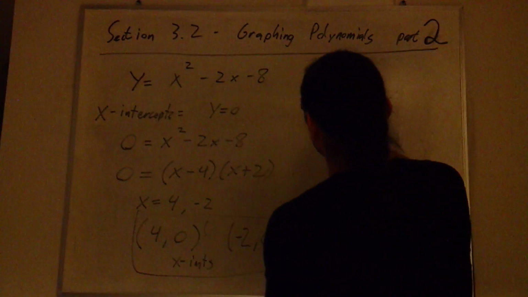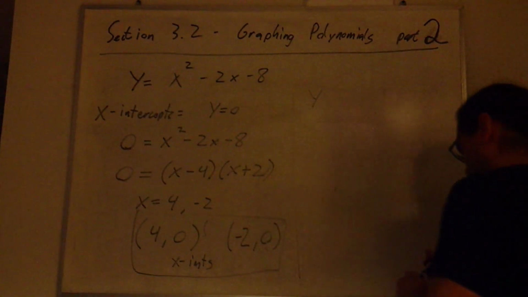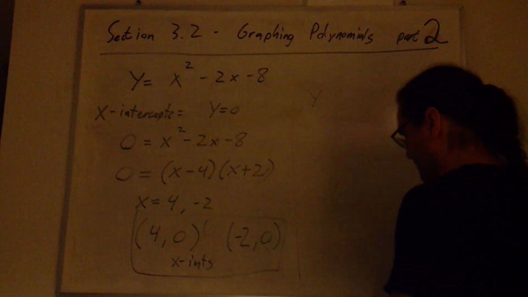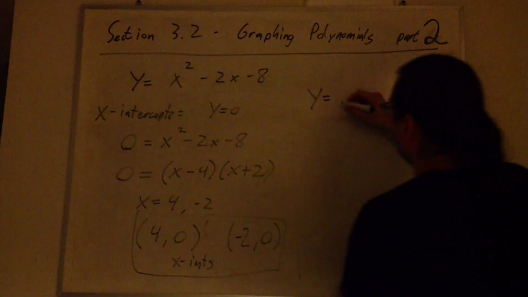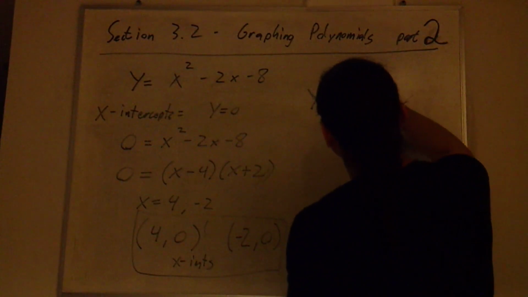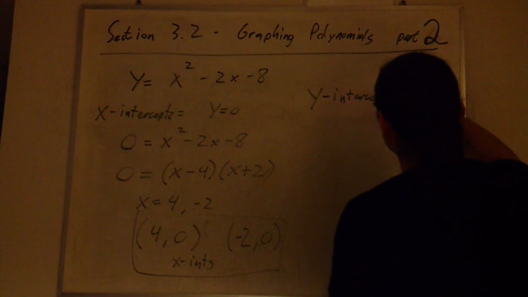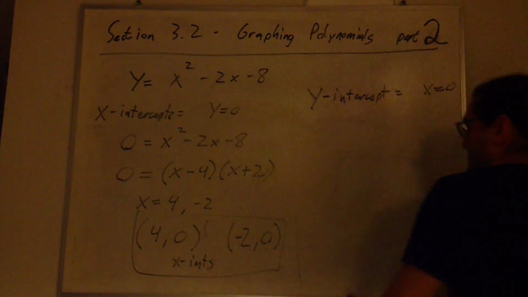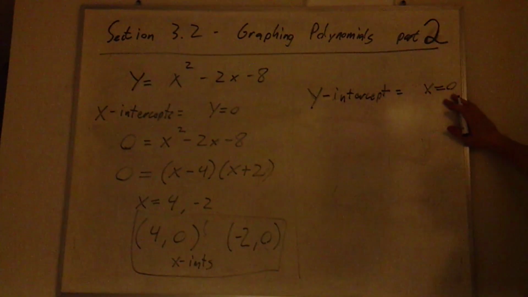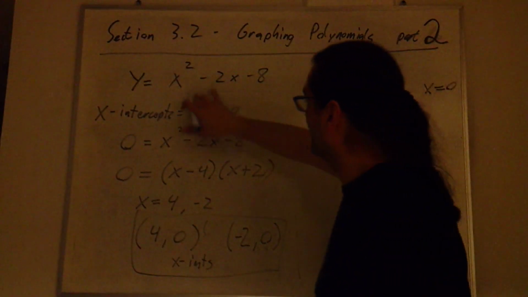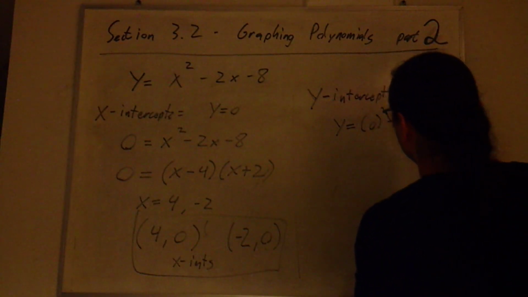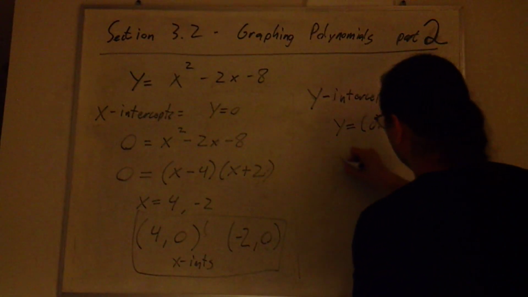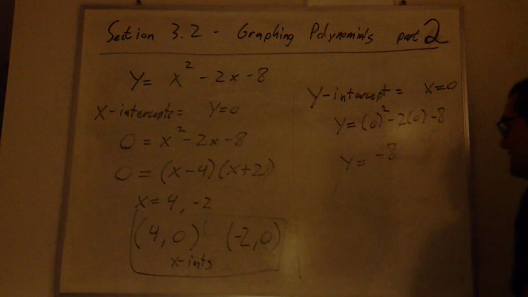To get y-intercepts, my markers, all my markers are on the verge of death. I have to rotate often to keep them legible. Y-intercepts. Y-intercept means x equals 0. Setting x equal to 0 is, typically speaking, much easier than setting y equal to 0. You just take your y and you plug in zeros for x's. So 0 squared minus 2 times 0 minus 8. Y is negative 8. That's it.